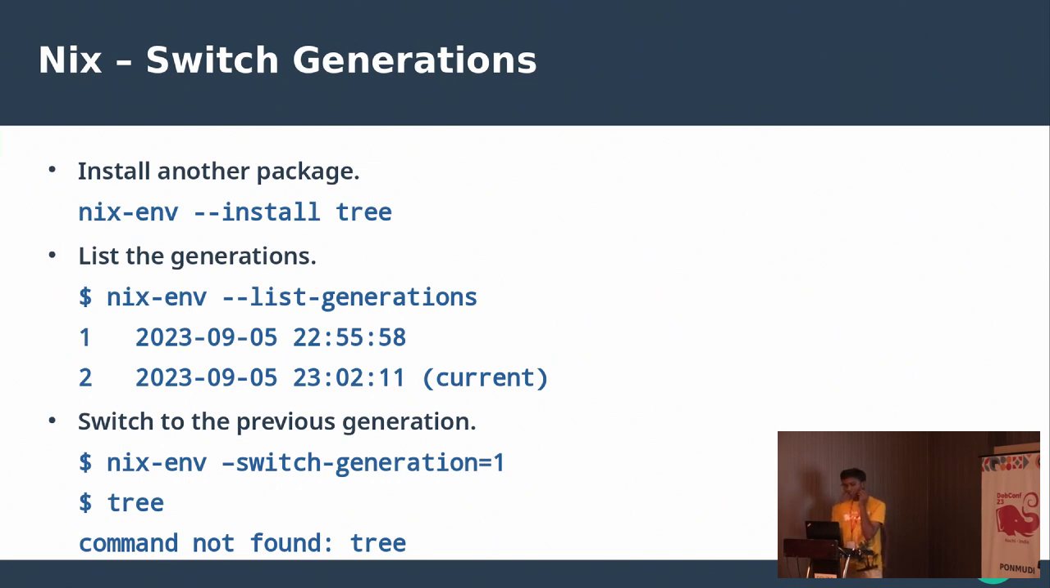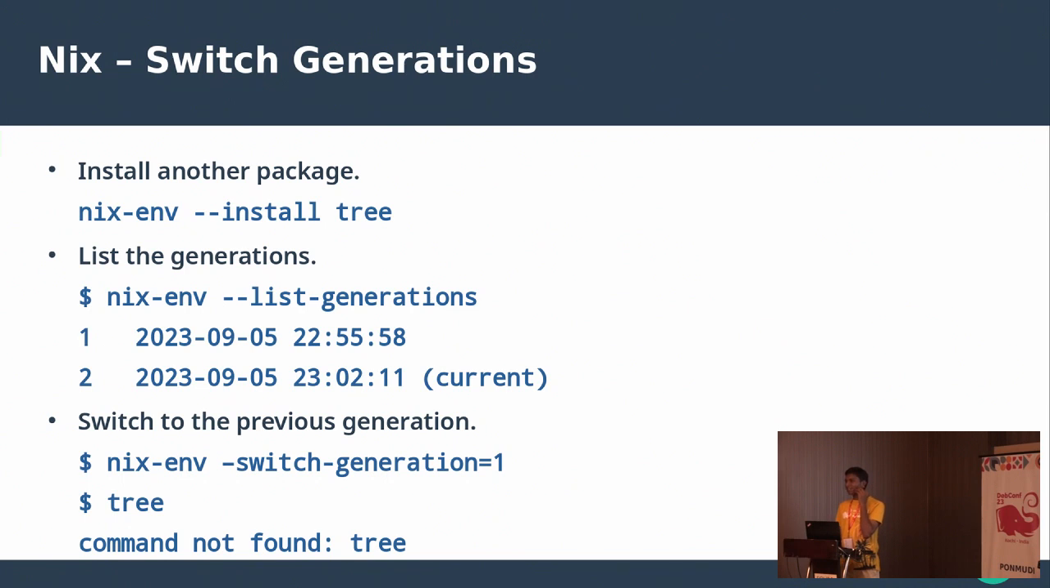Similar to NixOS and Fedora Silverblue, we can switch between generations. As I said, if any error happens, we can switch to a previous generation where the packages are working correctly. Here we install Python, and in the next generation we install the tree program, which lists the directories and files in the current working directory. If we switch to the previous generation by using switch-generation equal to 1, we are taken back to the first generation where the tree program is not installed. If we run the command tree, we will get command not found.